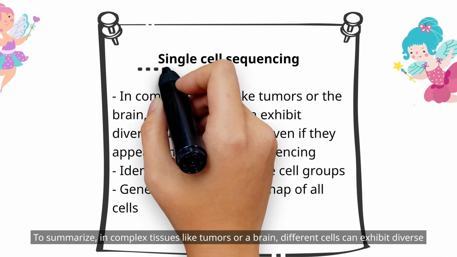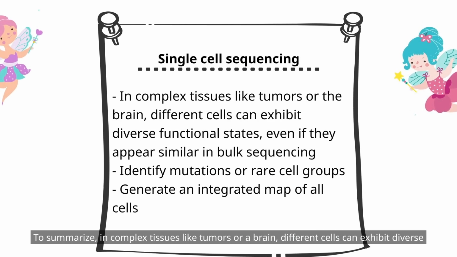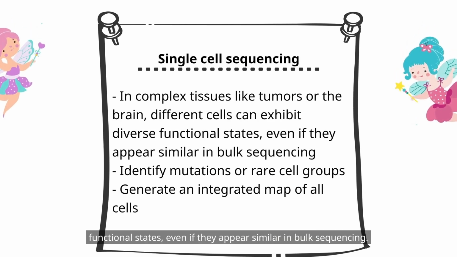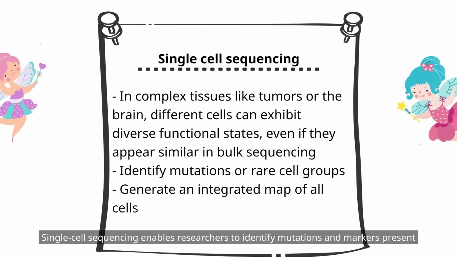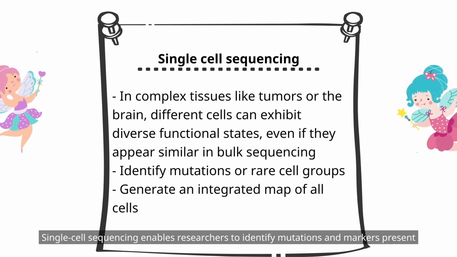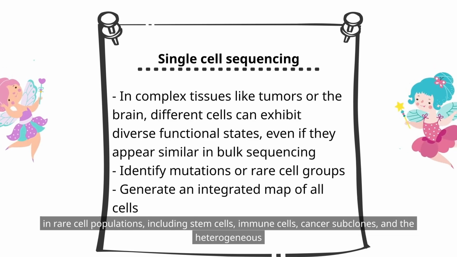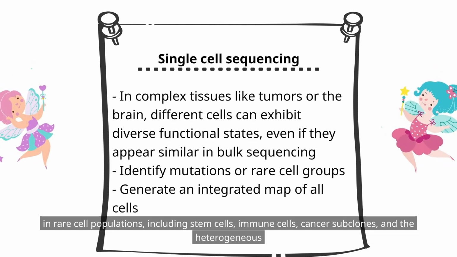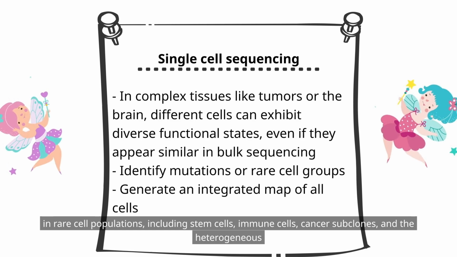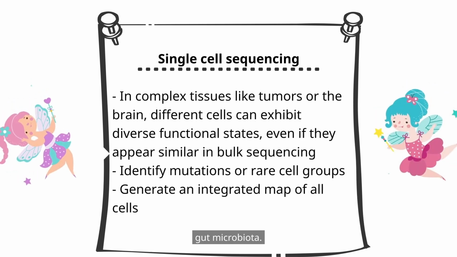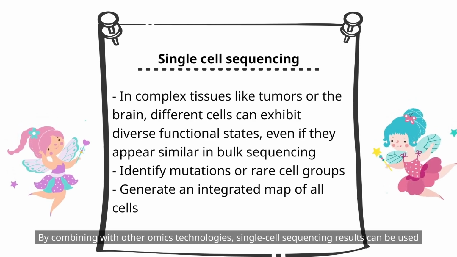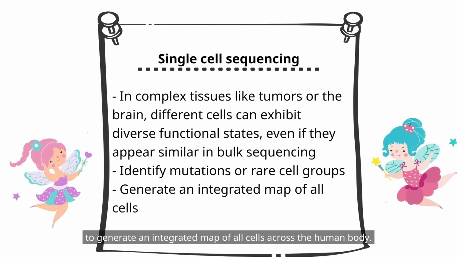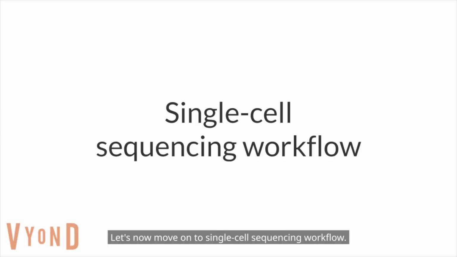To summarize, in complex tissues like tumors or brain, different cells can exhibit diverse functional states, even if they appear similar in bulk sequencing. Single-cell sequencing enables researchers to identify mutations and markers present in rare cell populations, including stem cells, immune cells, cancer subclones, and the heterogeneous gut microbiota. By combining with other omics technologies, single-cell sequencing results can be used to generate an integrated map of all cells across the human body. Let's now move on to the single-cell sequencing workflow.